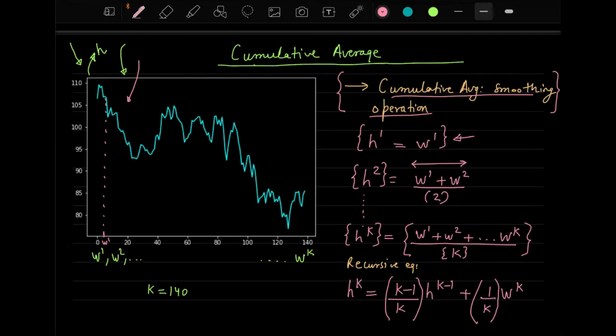So what we observe here is that we can write this equation in a recursive fashion, which is given over here. This is important. Here the recursive equation is formulated for this particular HK. Can anybody tell me what is the drawback of this equation? If you want to smooth the curve using this equation, what will be the drawback of this equation?